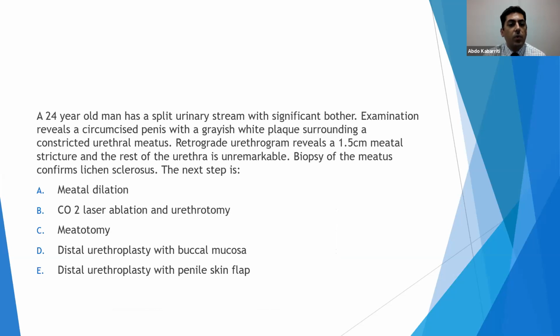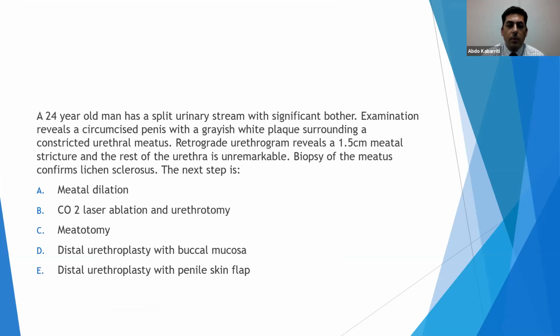Here's another question. A 24-year-old man has a split urinary stream with significant bother. Examination reveals a circumcised penis with a grayish white plaque surrounding the constricted urethral meatus. So they're telling you a lot, telling you to think of lichen sclerosis. Retrograde urethrogram reveals a 1.5 centimeter meatal stricture, and the rest of the urethra is unremarkable.